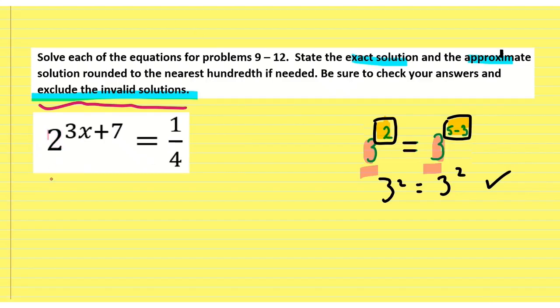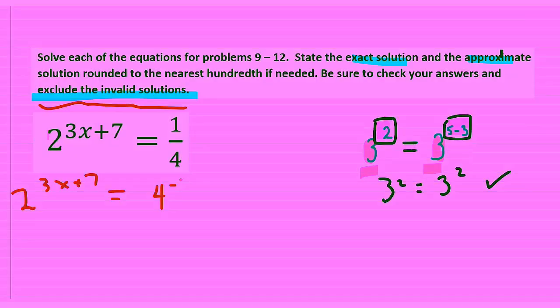Let's just think about the 1/4. So I'm going to go ahead and bring that down: 2 raised to the 3x plus 7 expression is equal to 1/4. Can I rewrite 1/4 as 4 to the negative 1?